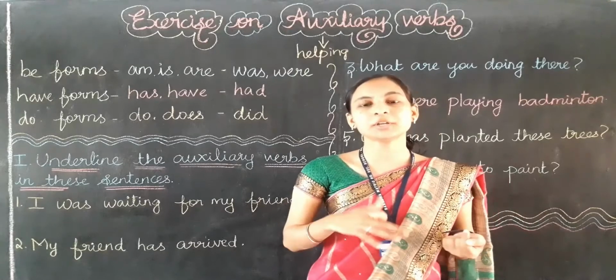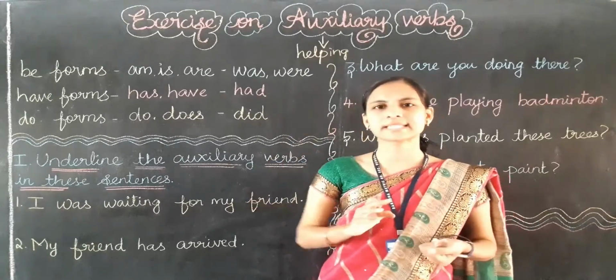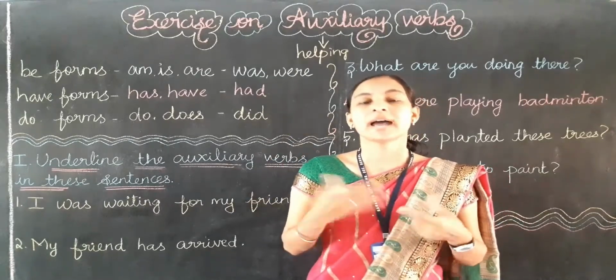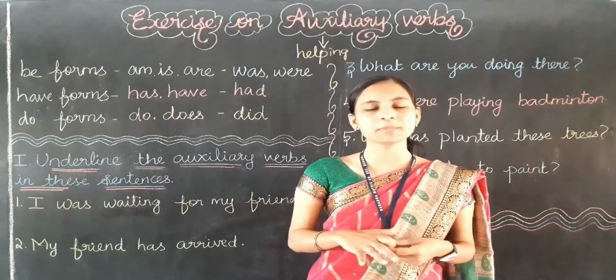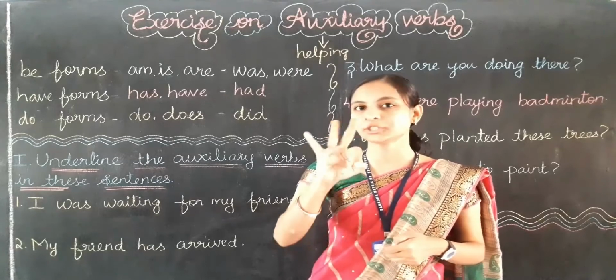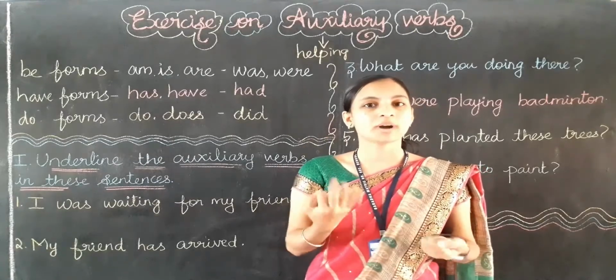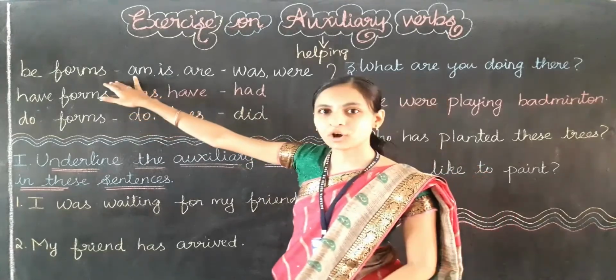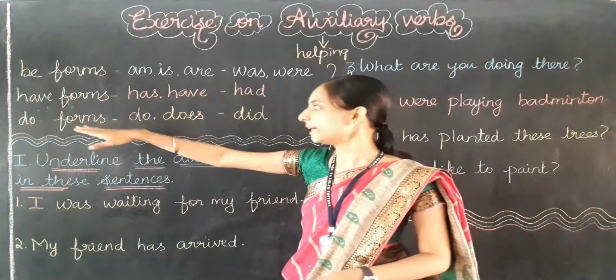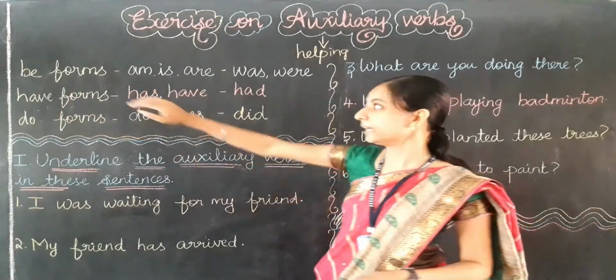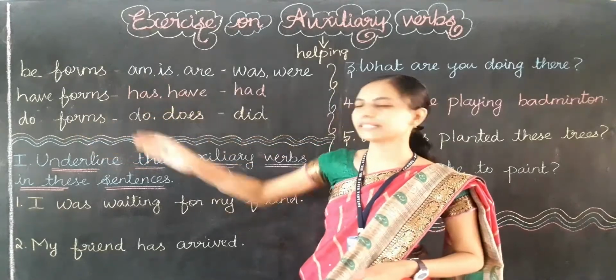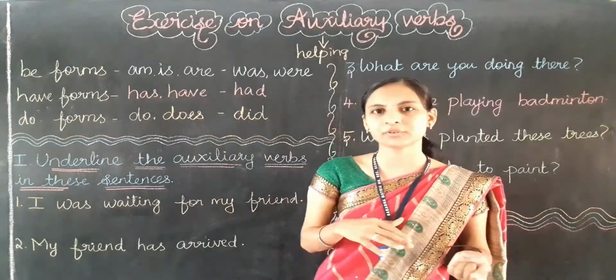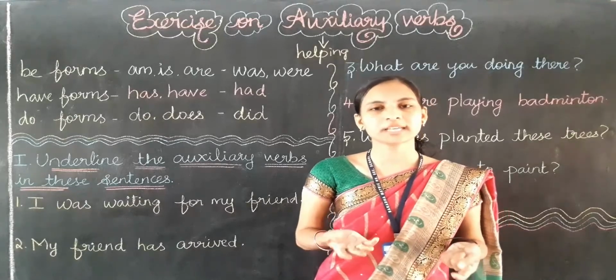In the previous video, we learnt what auxiliary verbs are and how many forms of auxiliary verbs there are. There are many forms, but we have learnt about 3 forms. What are they? Yes, be forms, have forms and do forms. I repeat, be forms, have forms and do forms. Let me give you a short recap again.